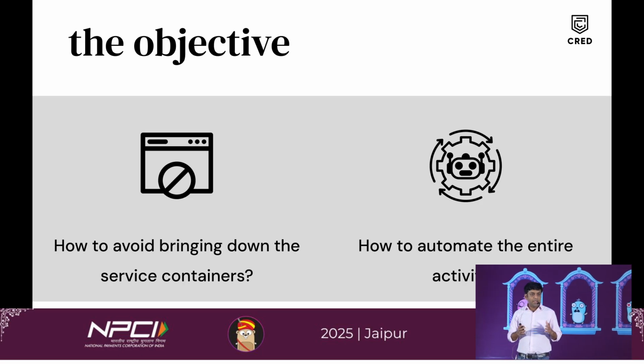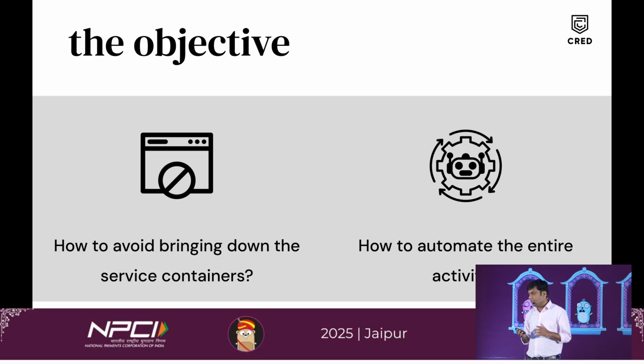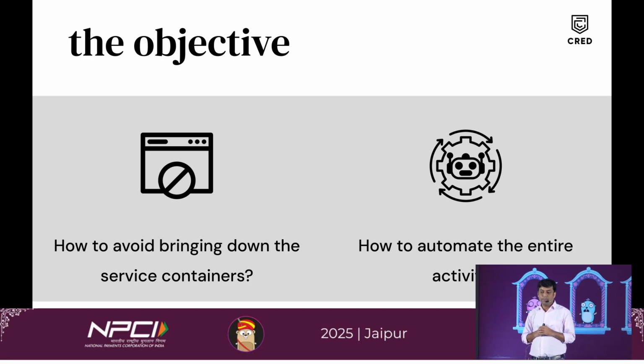So the objective was clear. How do we reduce the downtime? And to reduce the downtime, we had two major problems to be solved. Number one, how do we avoid bringing down these service containers? Because that was the most time-taking step in this activity that I just talked about. And the second thing was, how do we even automate this entire activity?